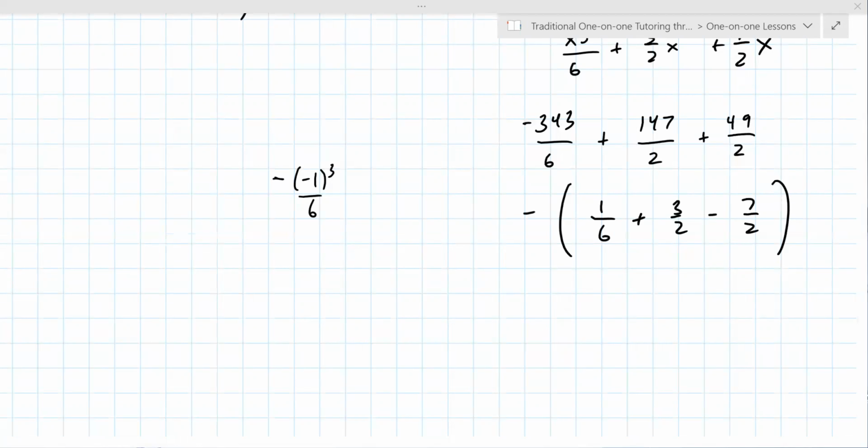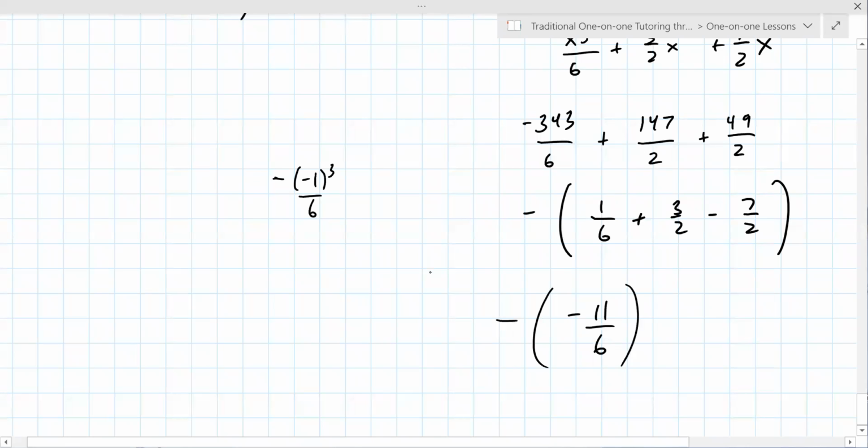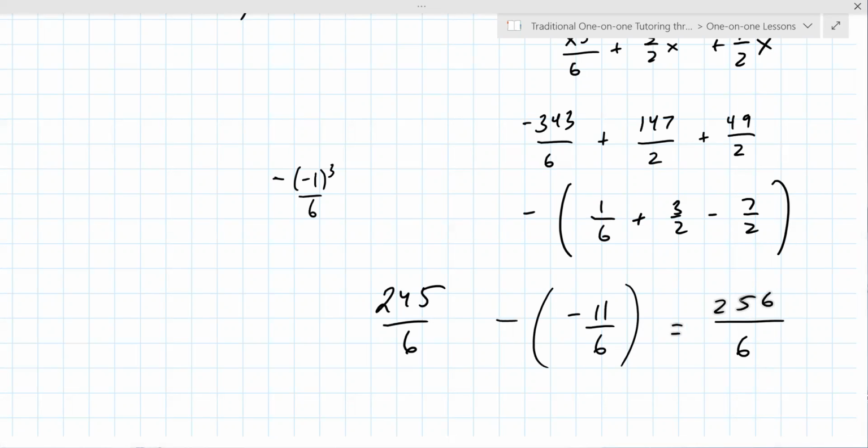So it becomes negative 344 over 6, right? The bottom is, this is what the bottom combines to, and then the top combines to 245 over 6. But can't you do them, do you have to do them in top and bottom? Can you combine whatever you want? Yes, you can combine whatever you want, as long as you come up with the right answer.